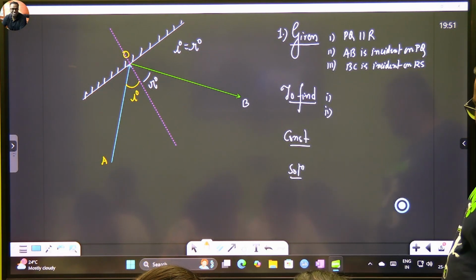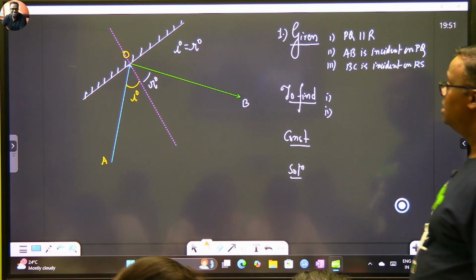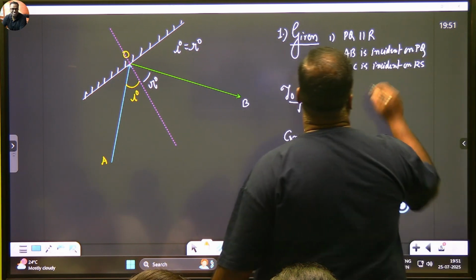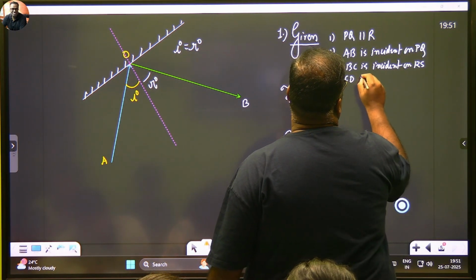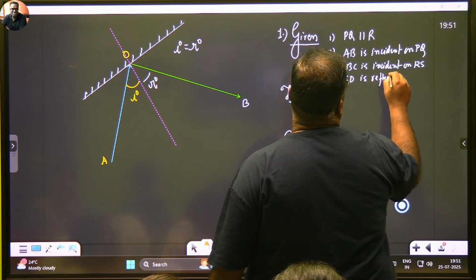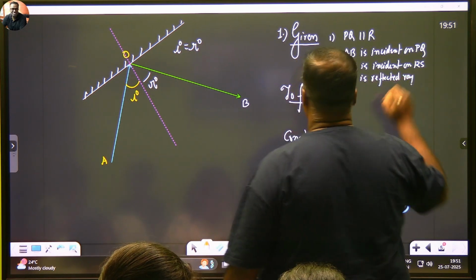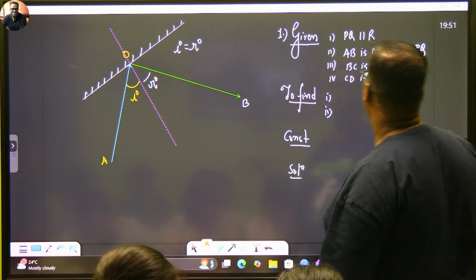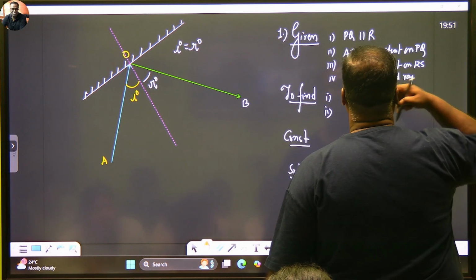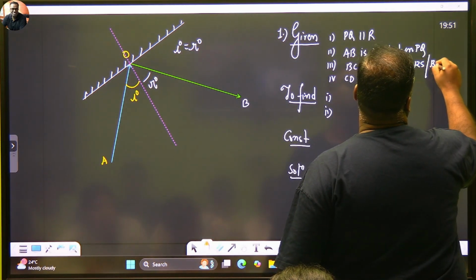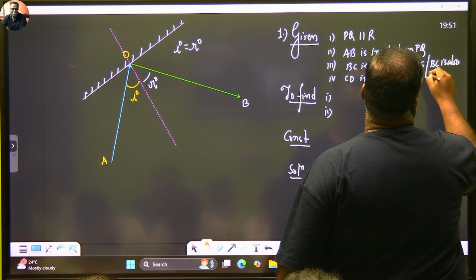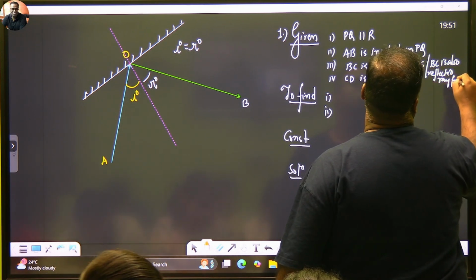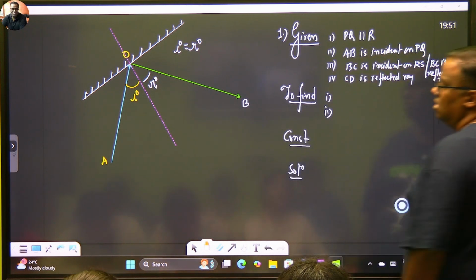Then there is an emergent ray also, right? CD reflects back. And CD is the reflected ray. CD is reflected ray. Right? And even BC is also a reflected ray for PQ. That's the whole story.